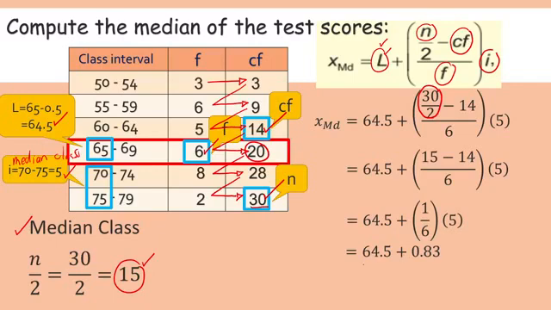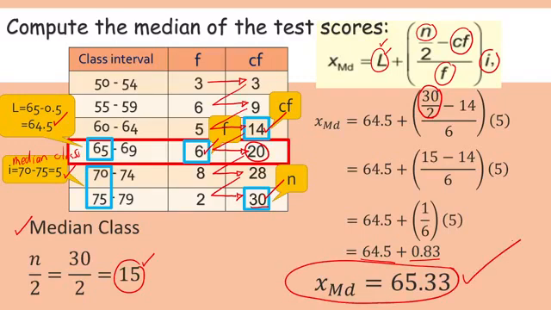Now, what is 0.83 plus 64.5? 64.5 plus 0.83. How much is that? You add the two. You'll get how much for that? 65.33. This is our median. Before we proceed to our last example, any questions about example number 2? Section Garnet, are there any questions about example number 2? Okay, let's proceed to our last example.